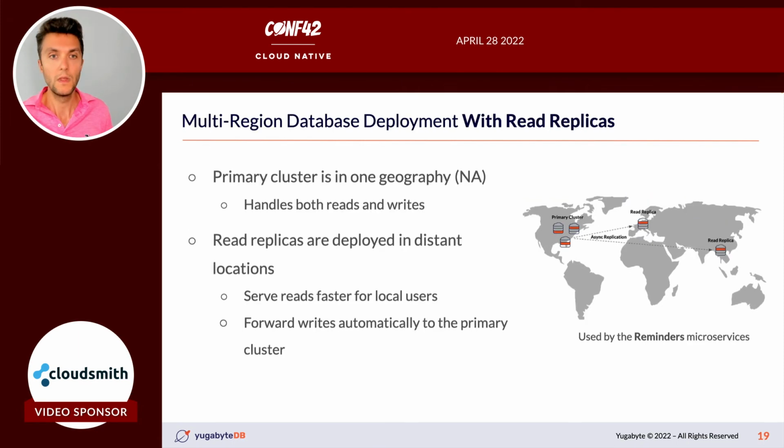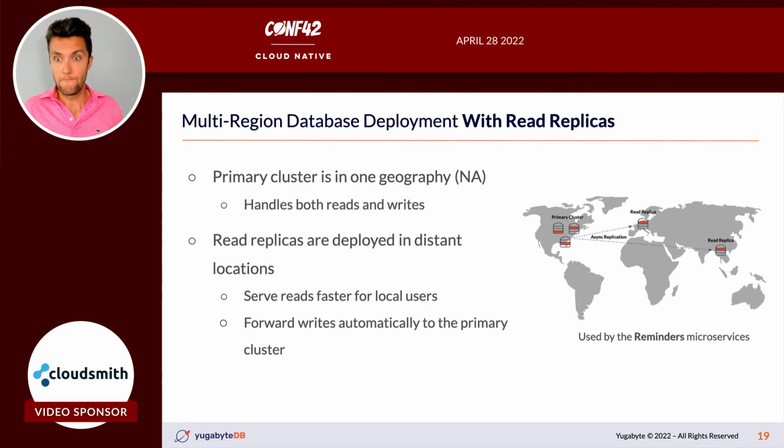Excellent. Another type of multi-region database deployment is when we deploy a primary cluster in one geographic location, and in other distant geographic locations, we configure read replicas. We are going to use this deployment mode for the reminders microservice. With the reminders microservice, we can ask the messenger to remind us about any specific conversation in an hour, next day, or next week.